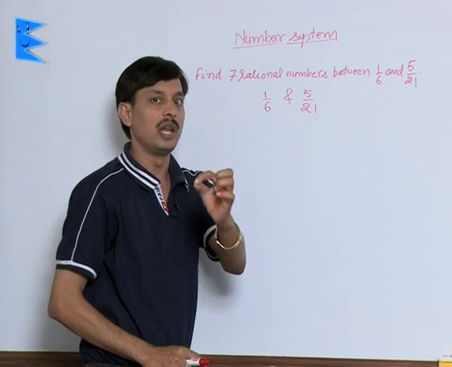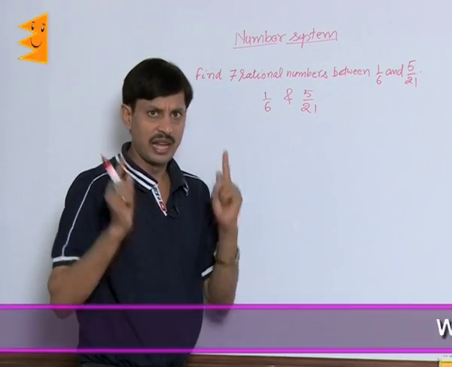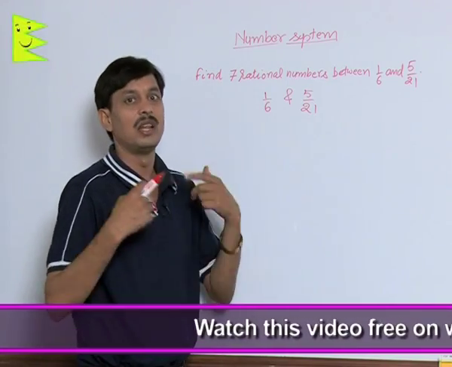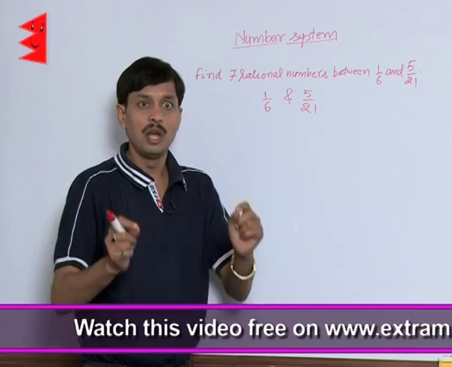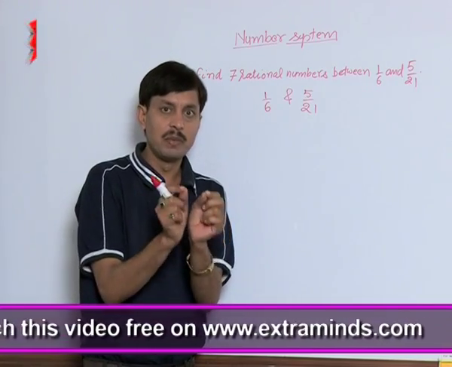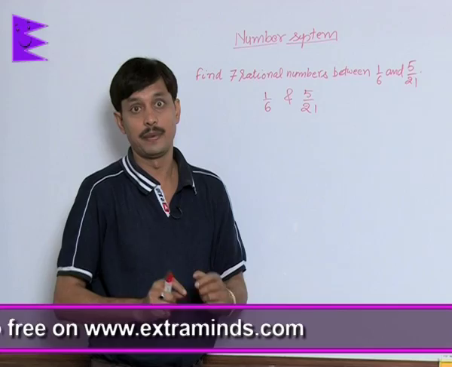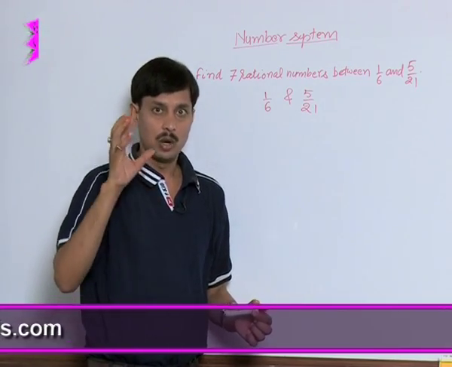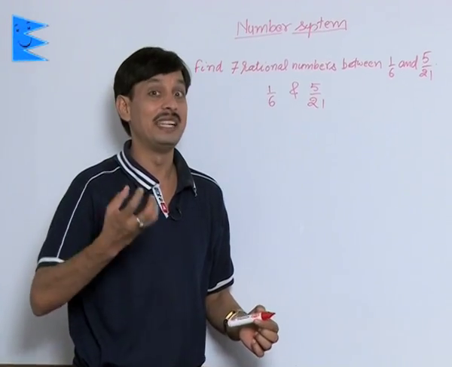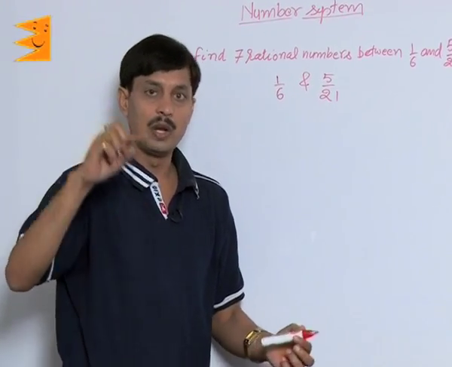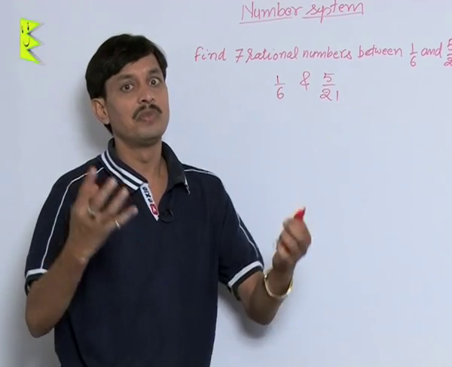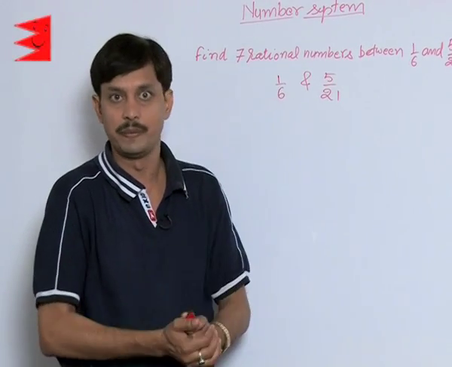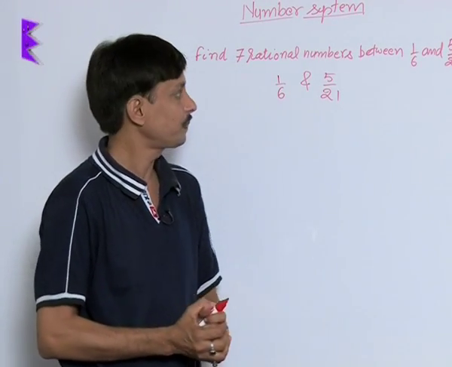Before that, I would like to tell you, between two rational numbers there lie infinite rational numbers. If you have any two rational numbers, as closely as you can write them, we have a property that the order of rational numbers is dense, meaning between any two rational numbers infinitely many rational numbers can be inserted. You have to remember this property, number 1.